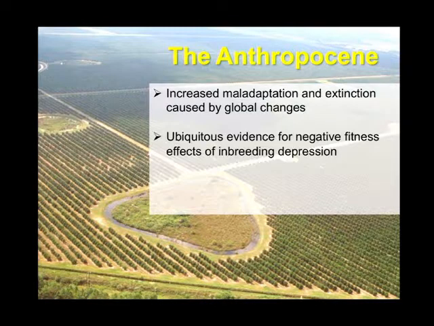And as highlighted by this photo here of this small habitat patch in a sea of citrus groves, many populations are being reduced as natural habitats and ecosystems are being divided and fragmented into these smaller habitat fragments. So increasing these populations' vulnerability to small population problems like inbreeding depression. And we have ubiquitous evidence for negative fitness effects of inbreeding depression in the wild.